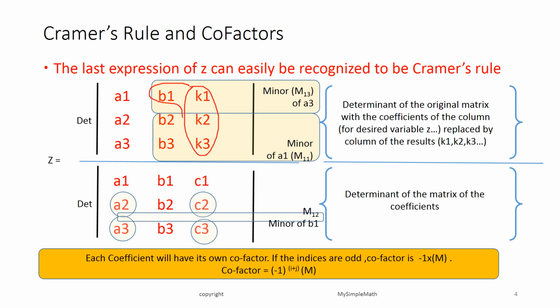B1 K2 minus K1 B2, and the minor for A1 is right here, B2 K3 minus K2 B3. Now note that 3 plus 1 is even, 1 plus 1 is even. That's why we are going in this direction.